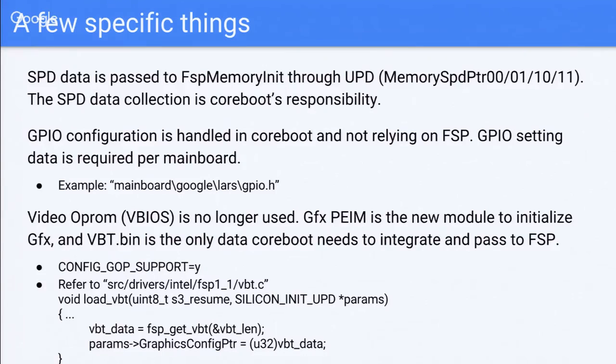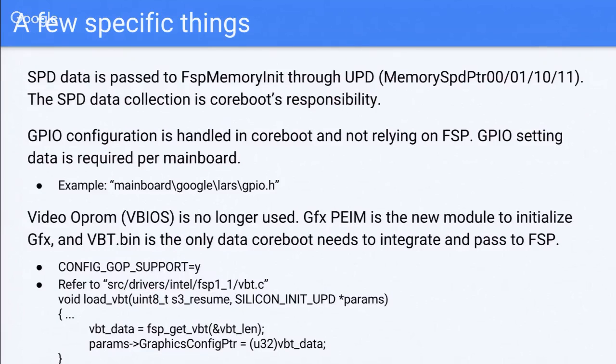Okay, so SPD data is passed to the FSP memory unit, also through UPD. The SPD data connection is coreboot's responsibility. Basically, you either provide a fixed SPD data hex file, or you let coreboot go and read SPD data from DIMMs through the SMBus protocol. But the data connection is coreboot's responsibility.